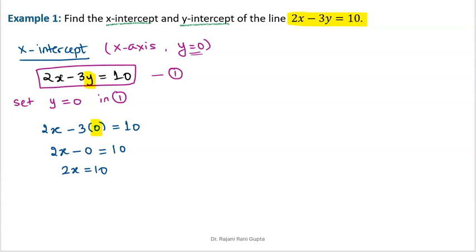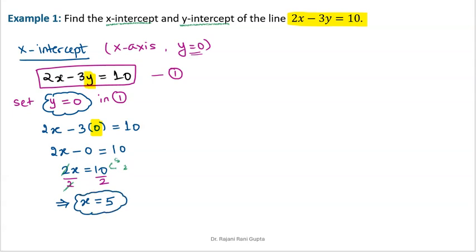What you have to do is find the value of x. So you will divide both sides by 2. So this cancels, and 10 you can write as 5 times 2. So this gives you the value of x as 5. So what you obtain is, when y is 0, you got the value of x as 5.